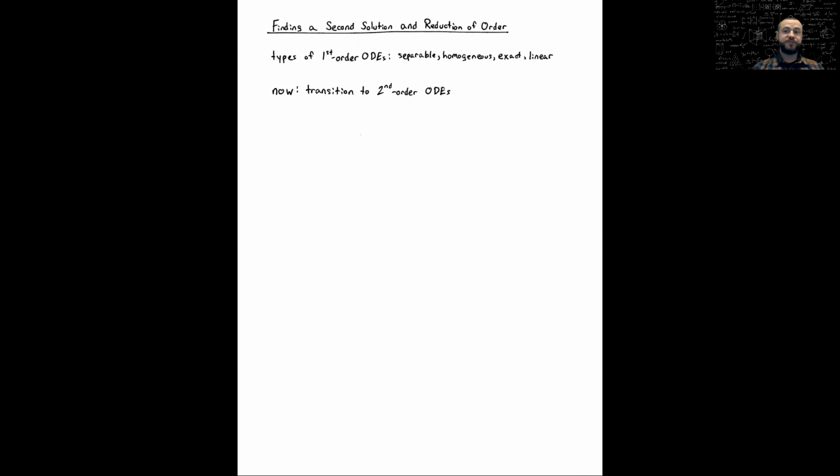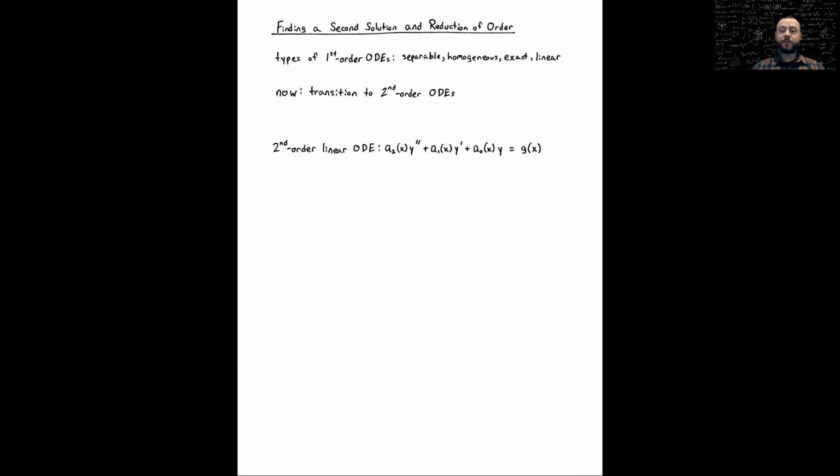Now, when we transition to second-order ODEs, some things change, and in general, the mathematics gets a little simpler. There were a lot of different techniques for first-order ODEs, some complicated integrations. That generally goes away and gets replaced with more algebra, as we'll see later in this lecture.